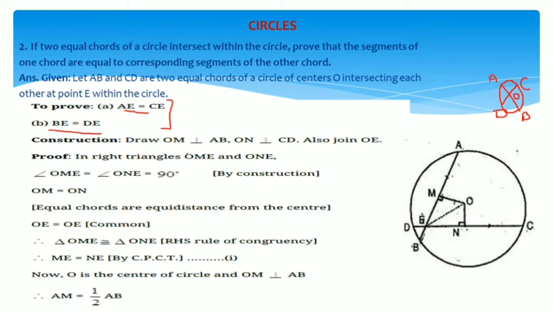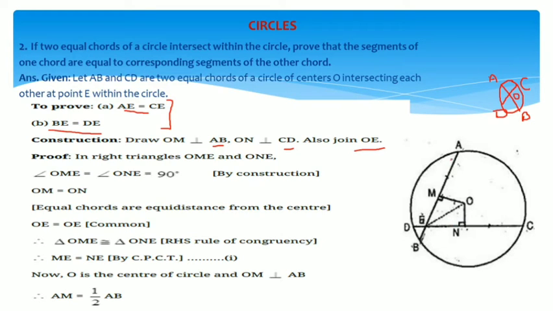So for this, what construction are we doing? From O we are dropping OM perpendicular to AB. Similarly, we are dropping ON perpendicular to CD. So from O we have dropped two perpendiculars on AB and CD, and we have joined OE also. Join OE. Now OM and ON are drawn perpendicular.